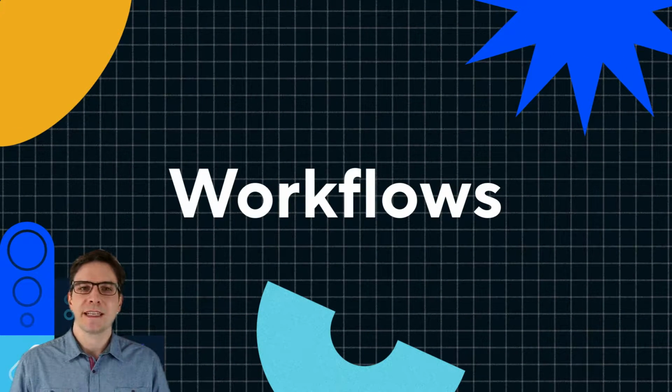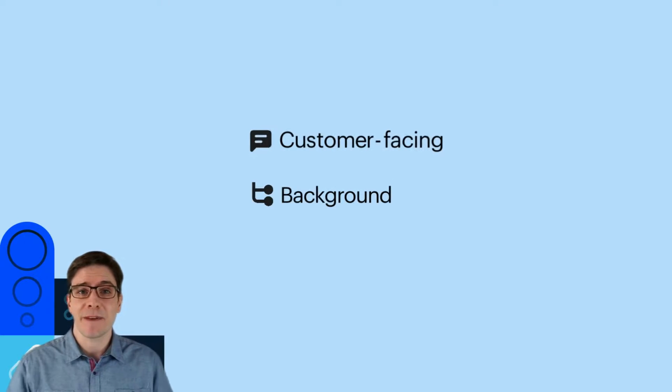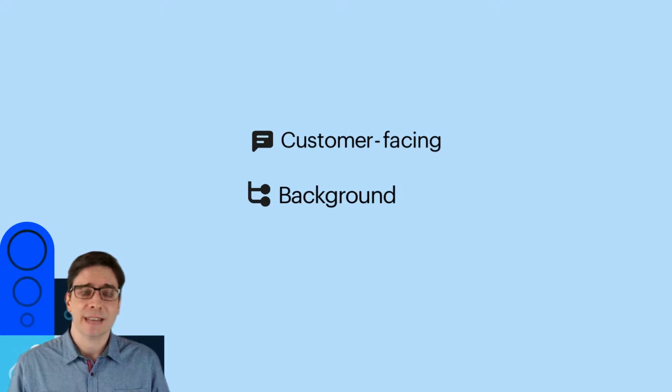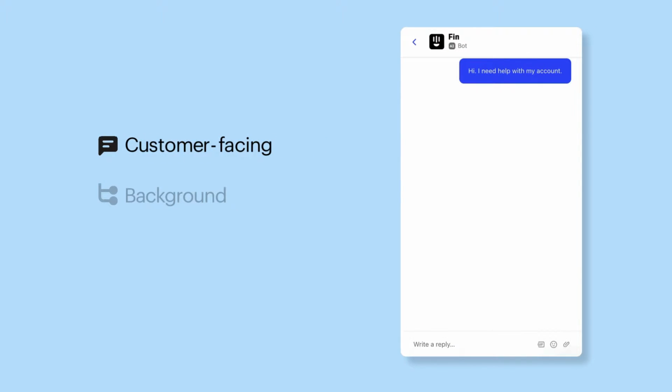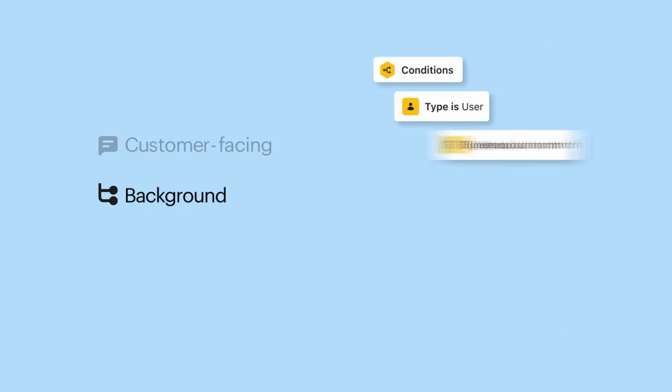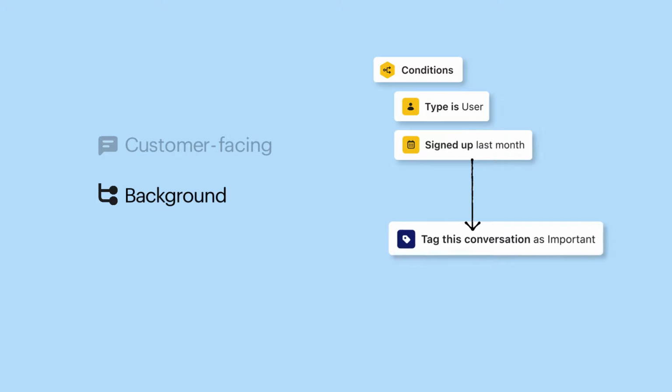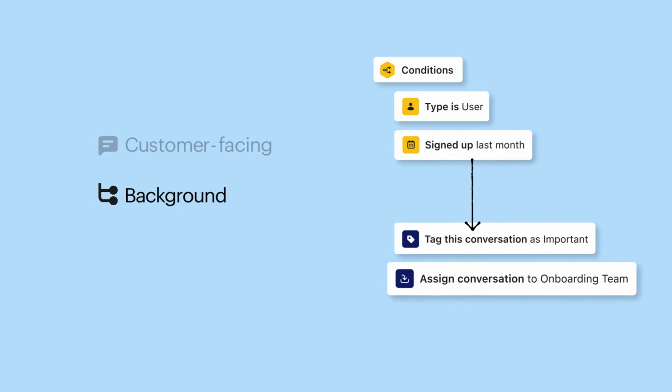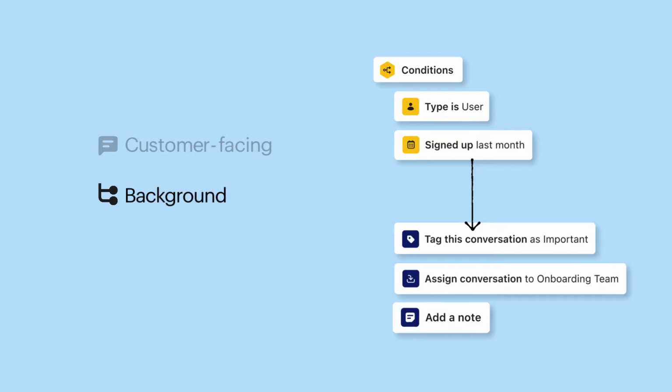Workflows automate repetitive tasks for your business that can be customer-facing or work in the background to help your team. Customer-facing workflows are those that your customers interact with, such as a chatbot that automatically suggests helpful articles to resolve a query. Whereas background workflows remain visible only to your team, like this one, where conversations from new customers are automatically tagged as important and routed straight to your onboarding team with a note added for context.